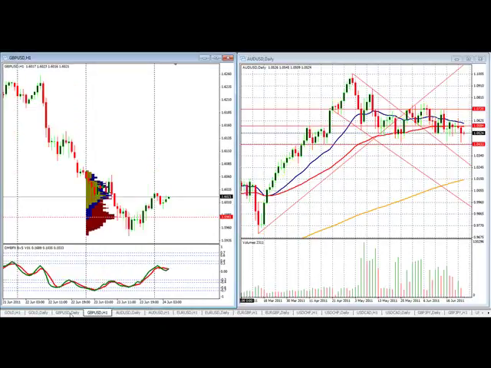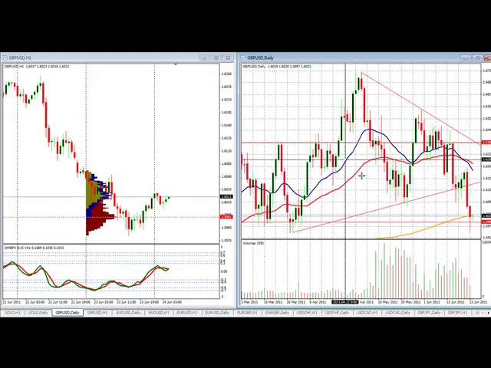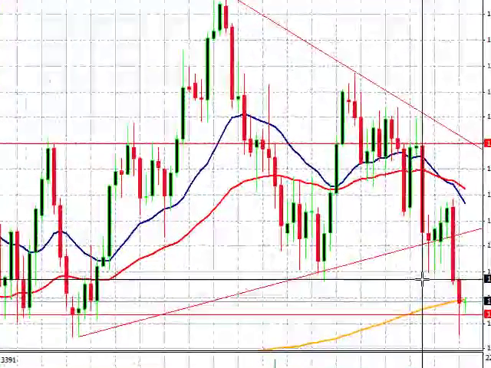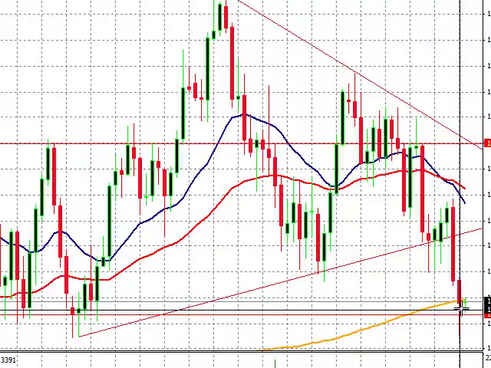With the pound dollar, we can see our break of our uptrend line. We can see the break of 1.600 where buyers were finding value continuously. And then, as we've been talking about, eventually we're going to hit the 200 moving average, and we've done that.